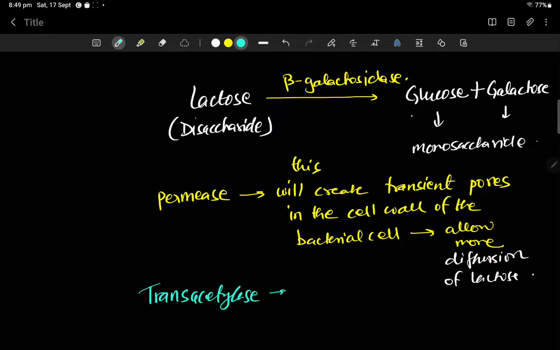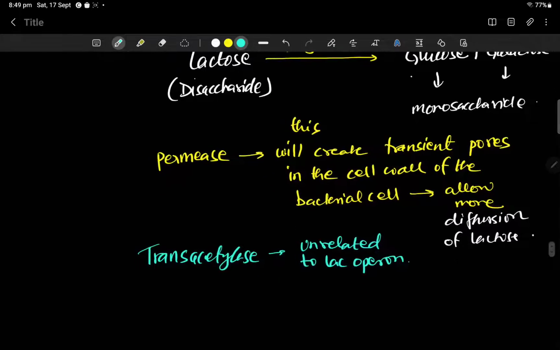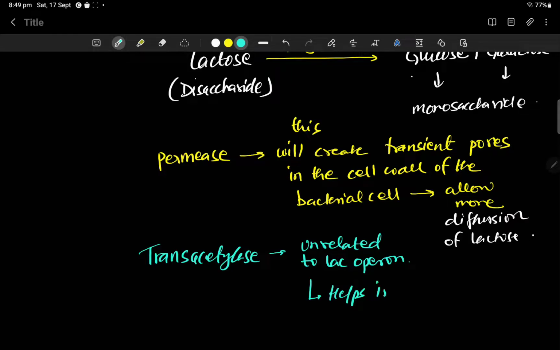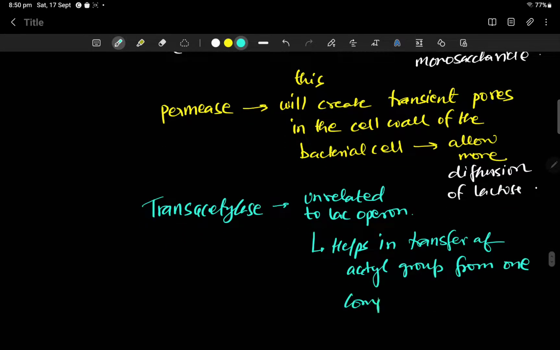And transacetylase is an unrelated enzyme, unrelated to the Lac Operon. It doesn't function in this metabolic pathway, but the gene is side by side, so it gets expressed. It helps in the transfer of acetyl groups from one compound to another.